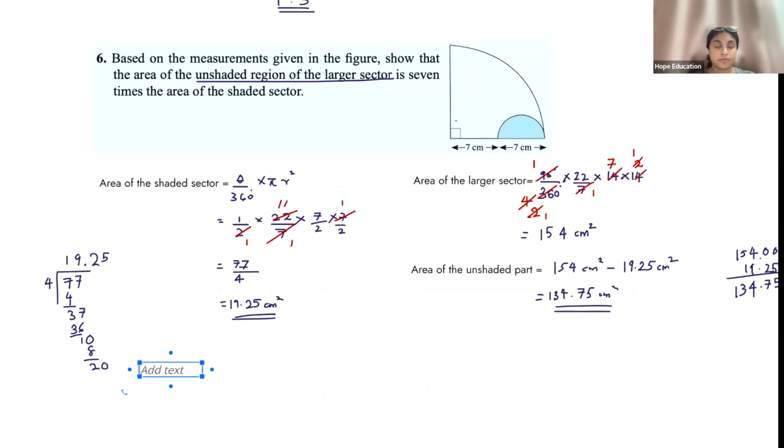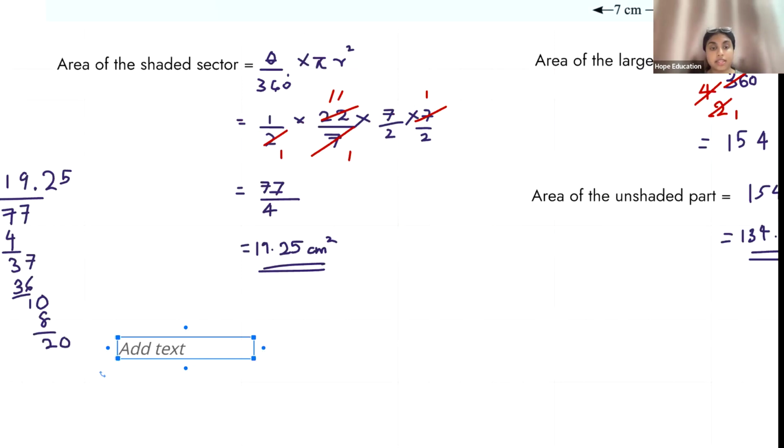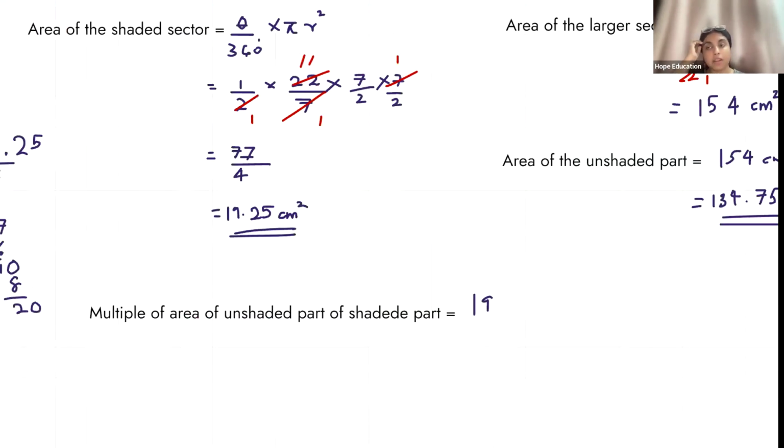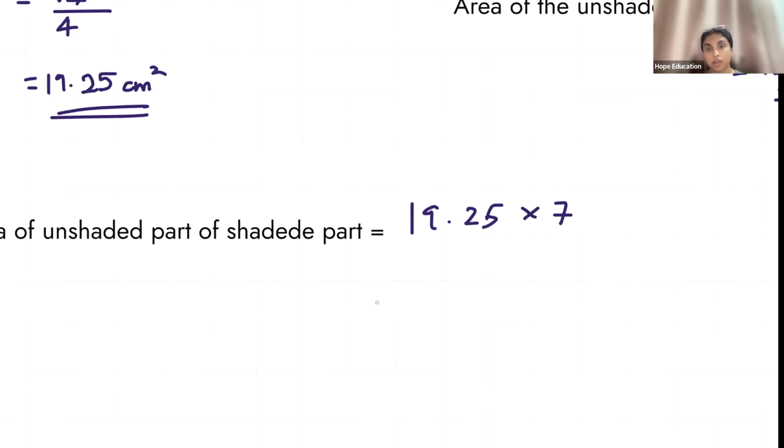So for that, I take the shaded part, which is 19.25. And I multiply it by 7 to see if I would get this, right? I don't usually do big simplifications, but certain simplifications sometimes you get confused. That's why I do it on the board.